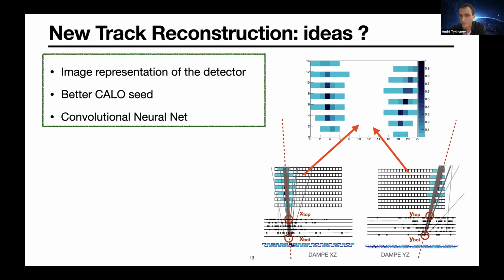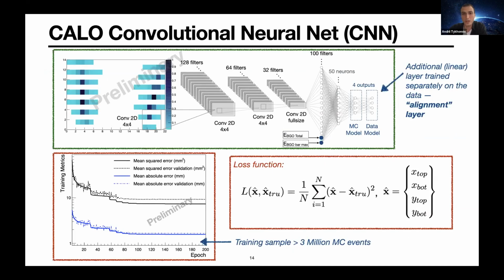the plot here. This is the coordinate of a particle in the top layer of the tracker, X and Y, and the coordinate of a primary particle in the bottom layer, X and Y. So you have 4 variables to predict by this network. In this plot, you see the architecture of the neural network. Every pixel on the image goes from 0 to 1.